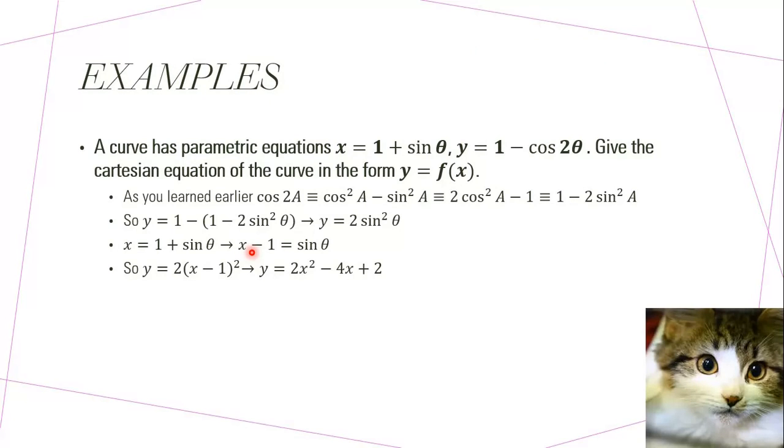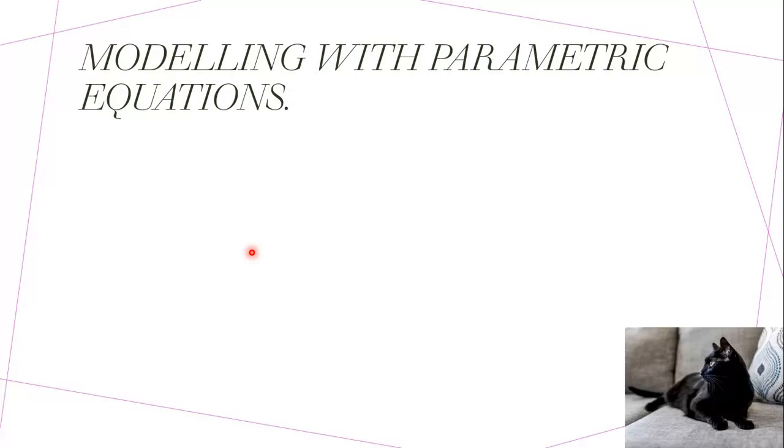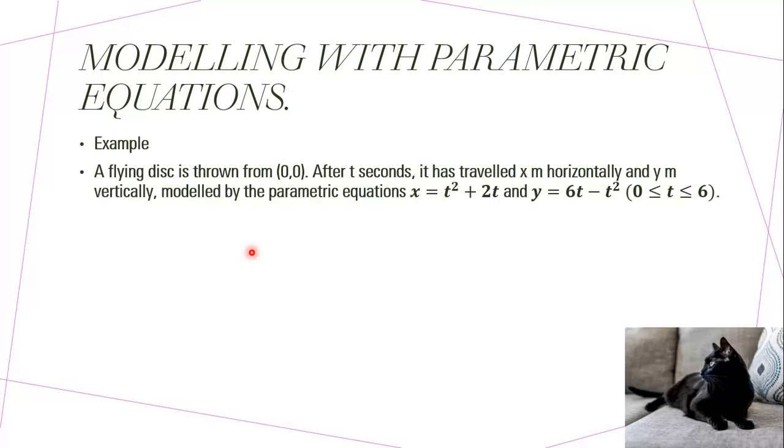So you'll get used to using those identities later on in the course. Modelling with parametric equations. Here's an example. A flying disc is thrown from 0, 0. After t seconds, it has travelled x meters horizontally and y meters vertically, modelled by the parametric equations x equals t squared plus 2t and y equals 6t minus t squared, where 0 is less than or equal to t and t is less than or equal to 6.